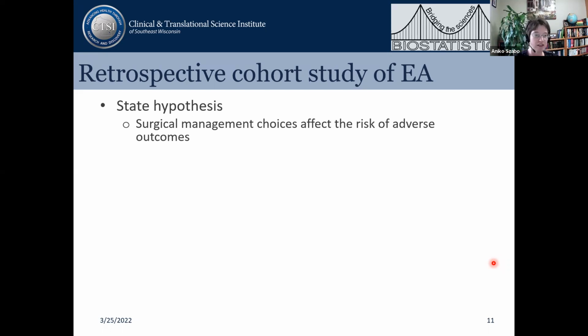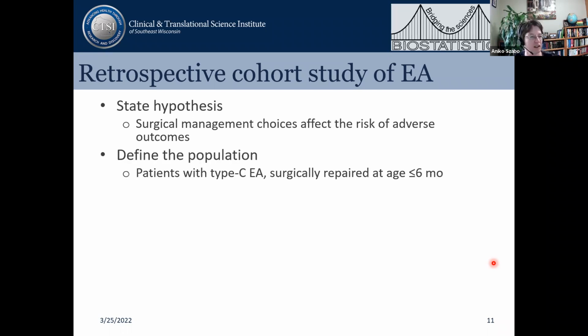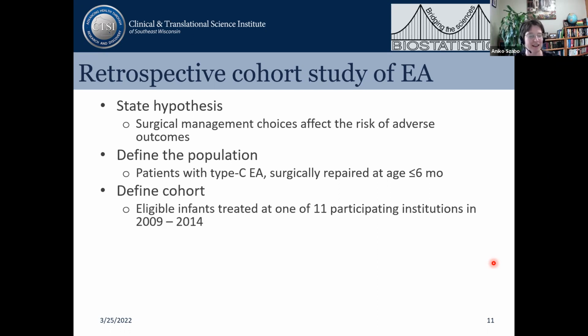We start with a hypothesis, and that was that surgical management choices affect the risk of adverse outcomes, such as stricture. Then define the population. They defined it as specific type C EA, with surgery repaired at age less than or equal to 6 months. So you have to be somewhat specific, right? And then they find a cohort of patients who we would be looking at. They looked at 11 institutions that contributed data within a certain time period.